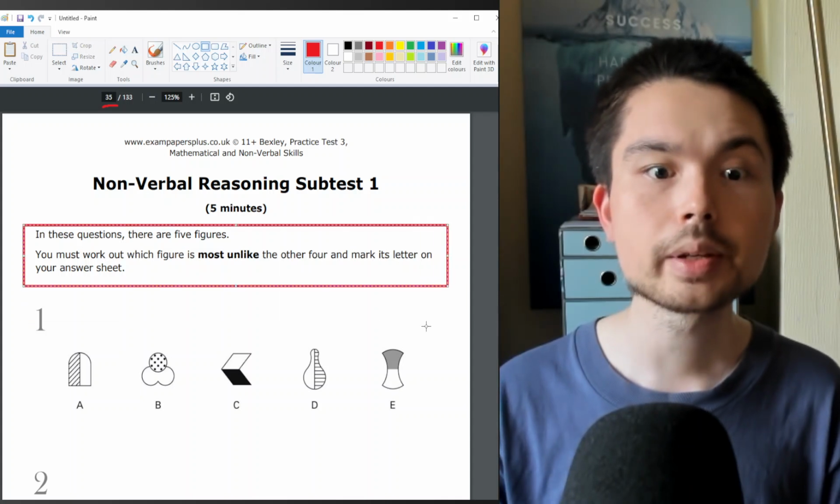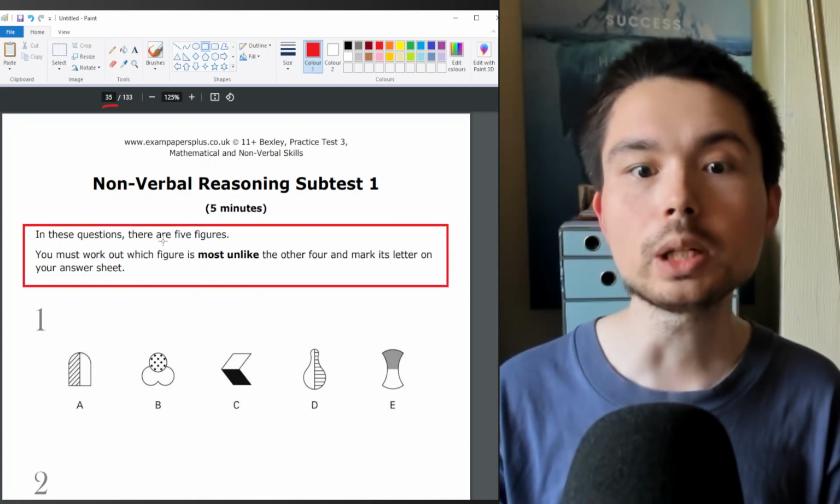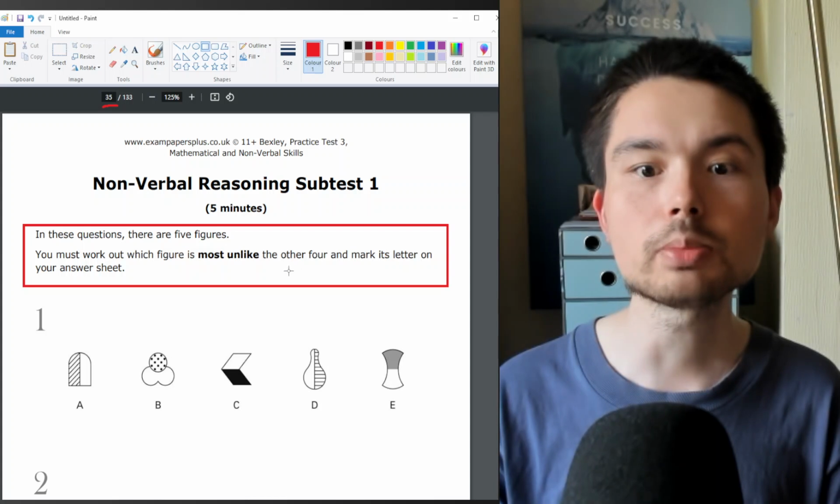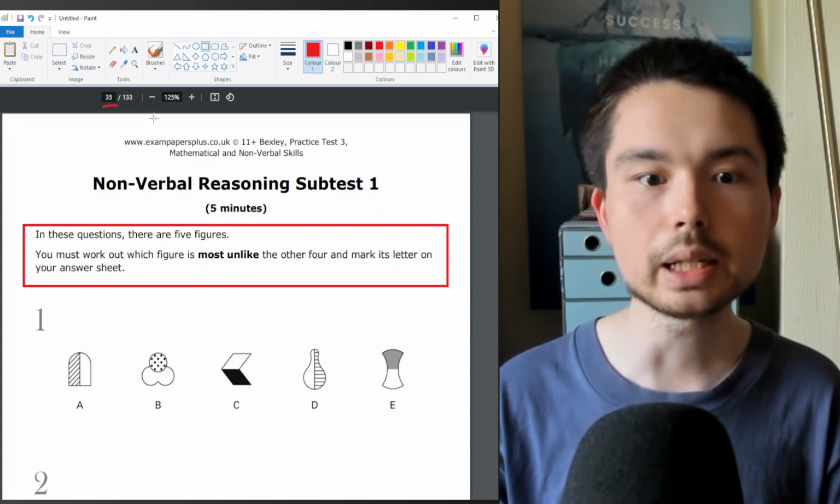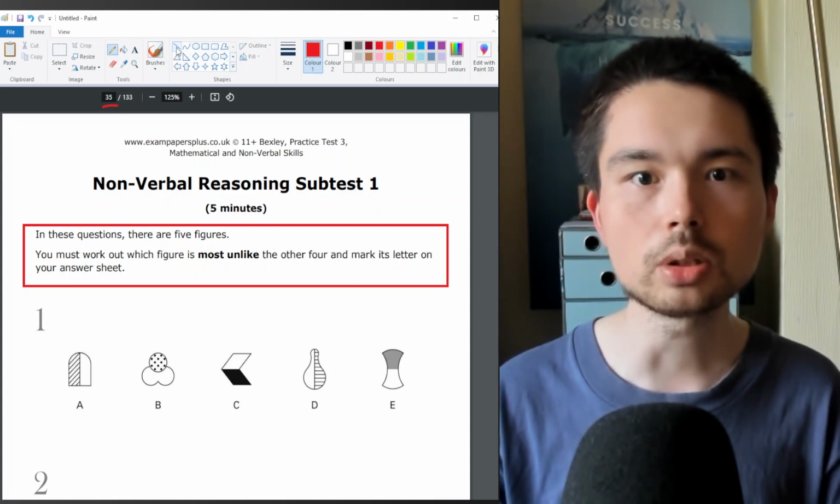Here we go. In these questions there are 5 figures. You must work out which figure is most unlike the other 4 and mark its letter on the answer sheet, also known as odd one out.